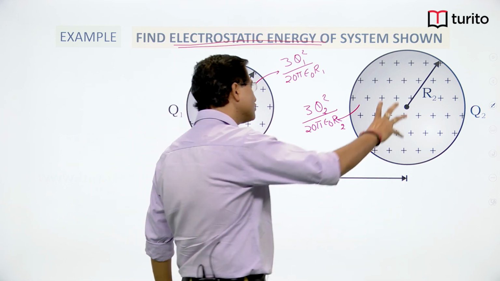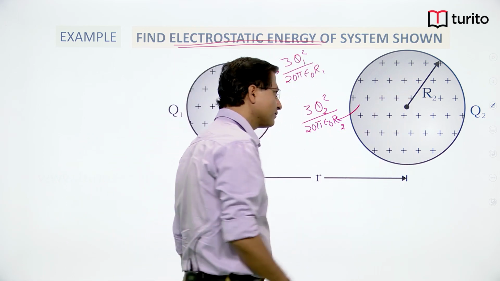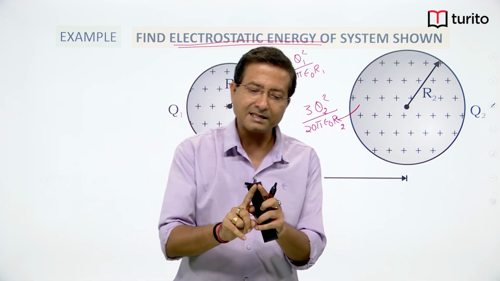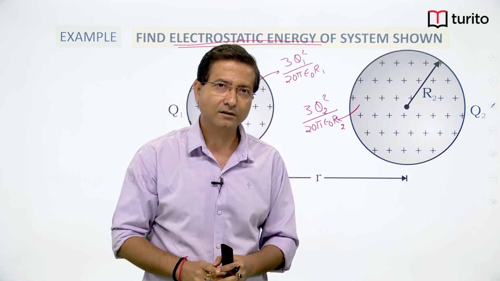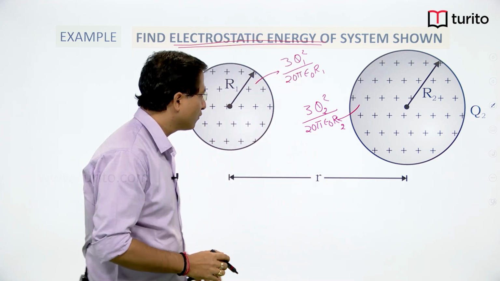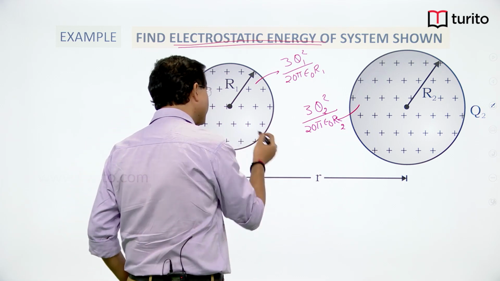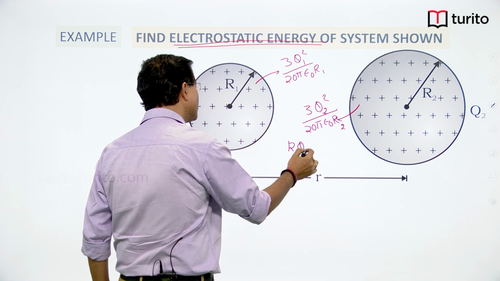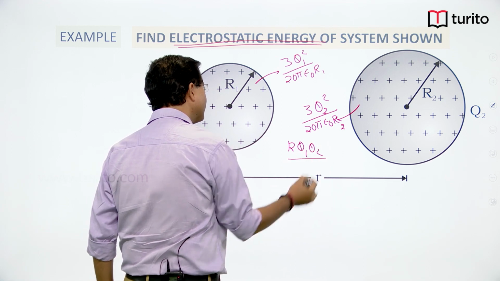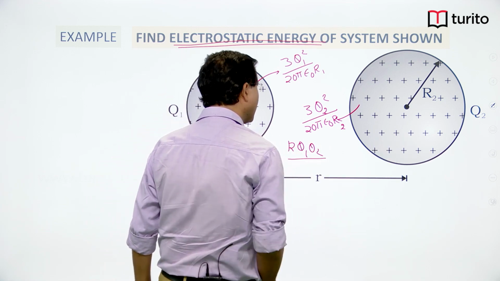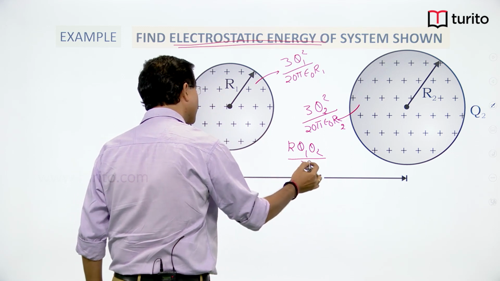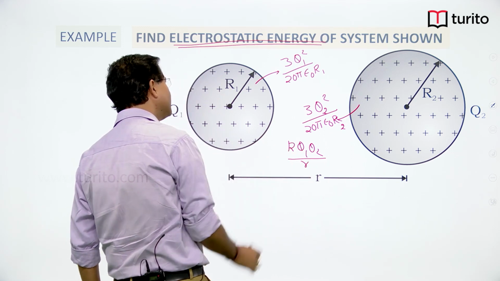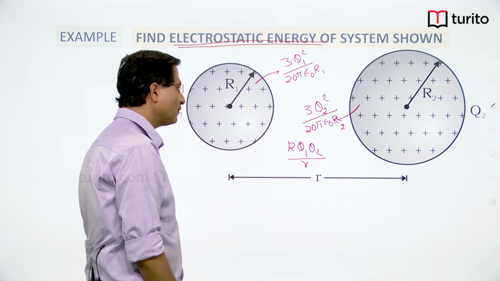Similarly, here I can assume the whole charge is placed at the center and they are separated by distance r. So, the formula for this interaction is k q1 q2 divided by the separation r. This is the interaction energy, and these two are self energies.